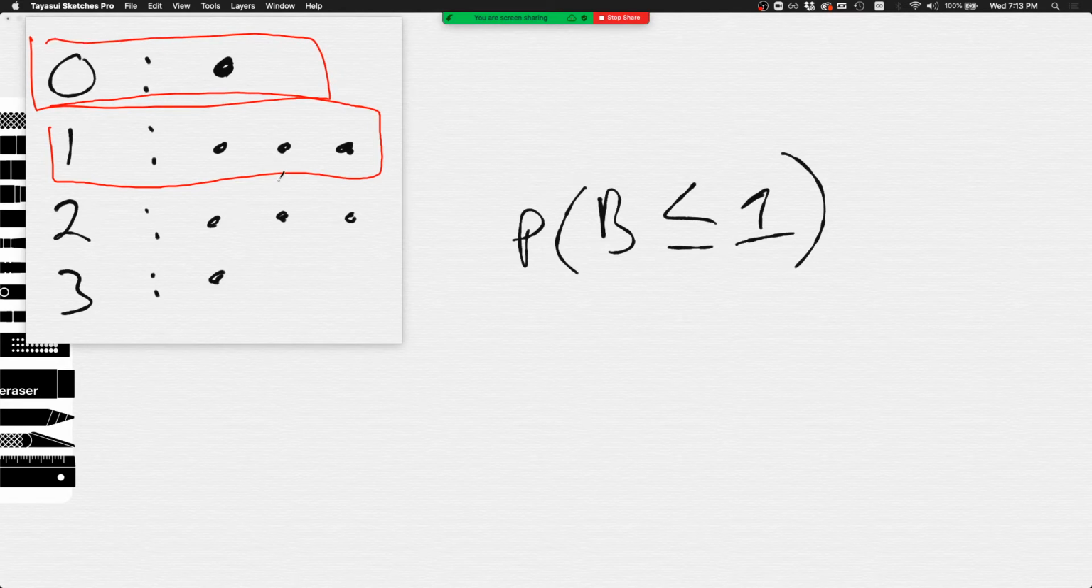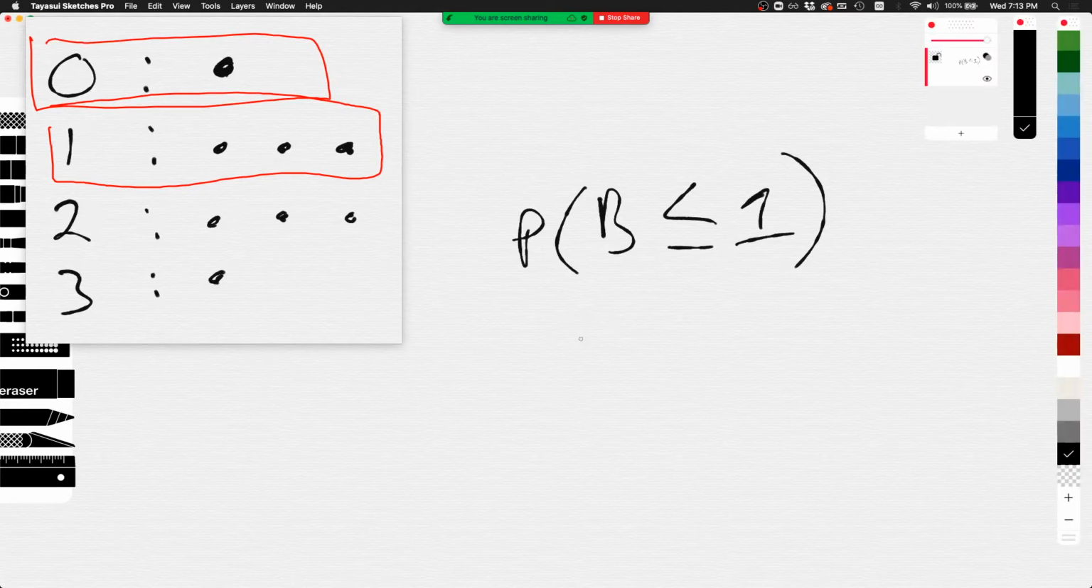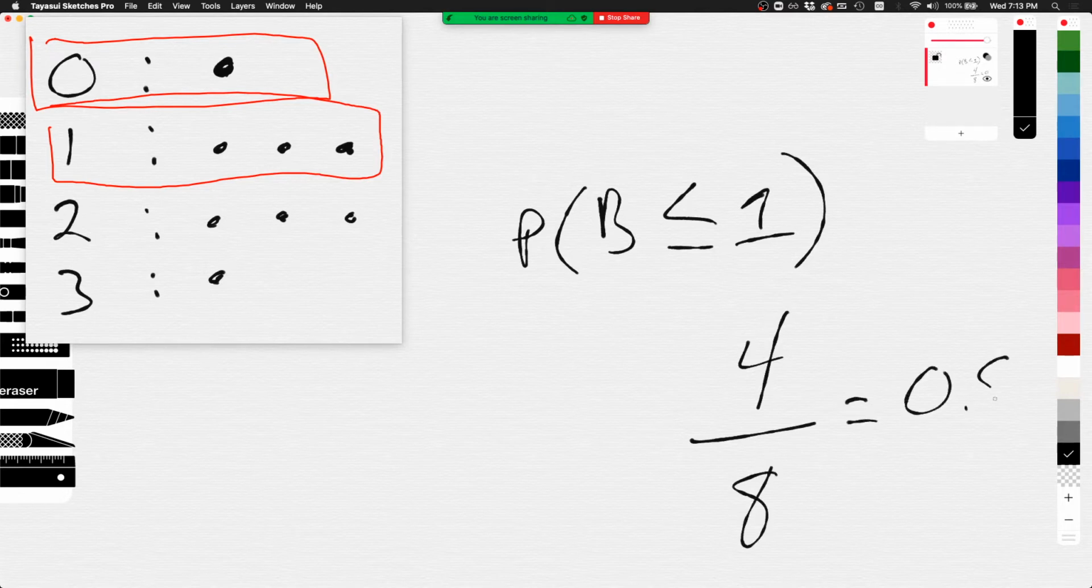And so we can see right there that the cardinality of the space where we're less than or equal to 1 is going to be 4, right? So this is just 4 over 8, which is 1/2 or 0.5. So we can see that the probability that b is less than or equal to 1 is 0.5. This is a cumulative function.